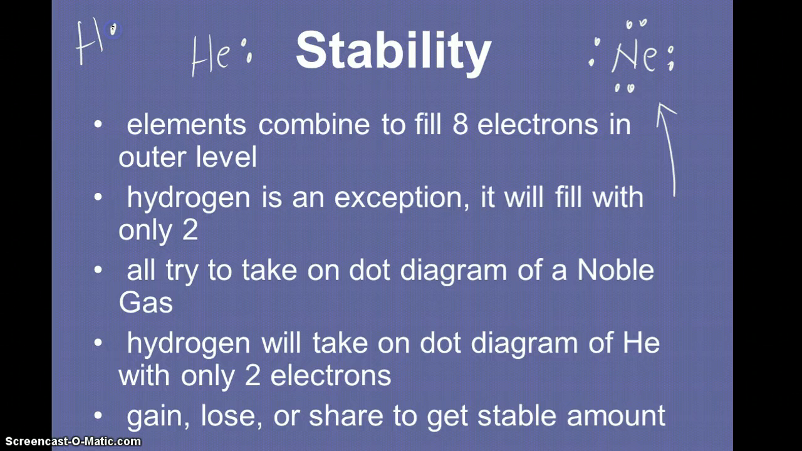Hydrogen only has 1, but it likes to be stable. In order for hydrogen to be stable, it needs to have 2. These guys either gain, lose, or share to get stable amounts. Now don't forget your ionic compounds. When you have a metal and a nonmetal, they either gain or lose electrons. Our nonmetals tend to gain, our metals tend to lose electrons. When we have a covalent bond, which I showed you on the board just the other day, 2 nonmetals actually tend to share electrons, okay?